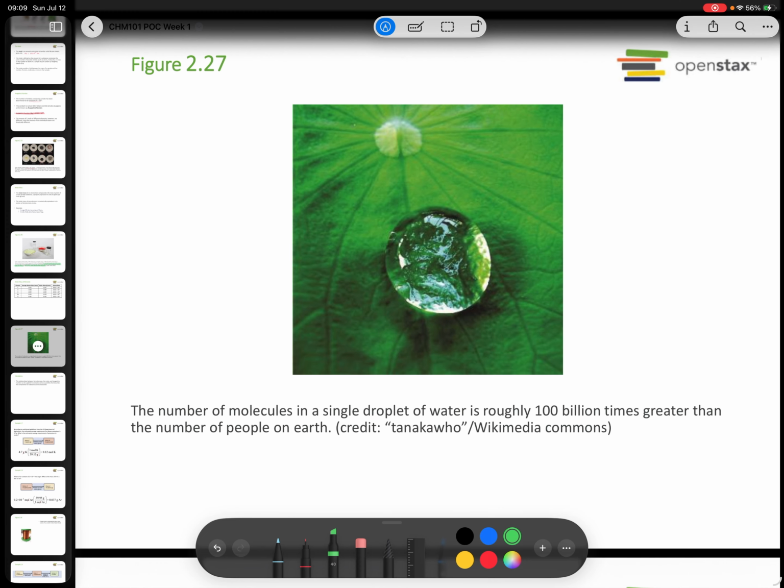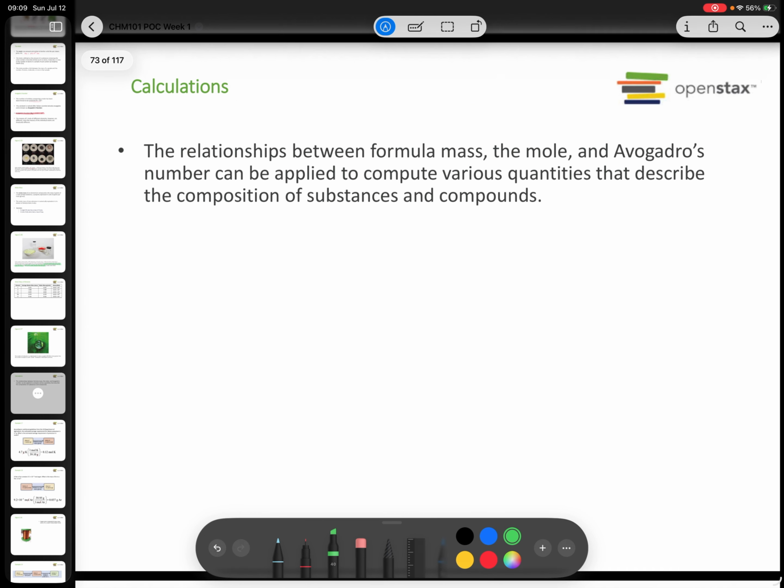So, a small droplet of water contains an unimaginably large number of molecules. Okay? So, the figure states that the number of molecules in one tiny droplet of water is roughly 100 billion times greater than the number of people on Earth. So, this helps us ma-appreciate why chemists use the mole instead of the actual numbers. Kasi nga, masyadong madami. So, counting particles one by one is impossible. So, we count them through the mass and molar mass para mapadali yung calculations natin.